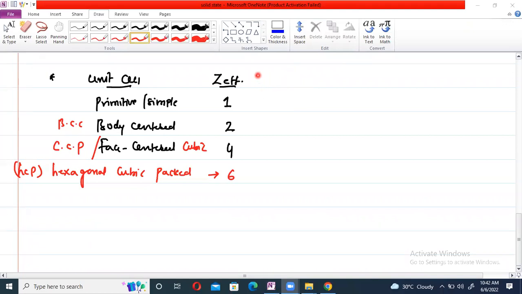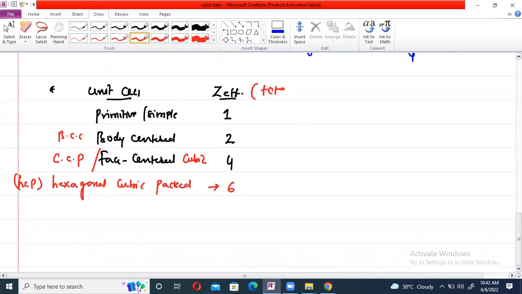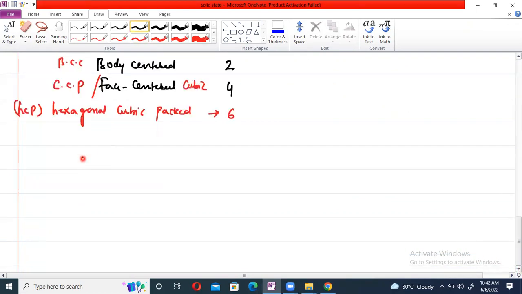Z effective means we can say it is the total number of atoms present per unit cell. But with the help of Z effective, we are going to discuss the void and all. Let me tell you what is meant by void in this chapter. A void is called an empty space. As a revision point of view, I will tell you directly, empty space means void.